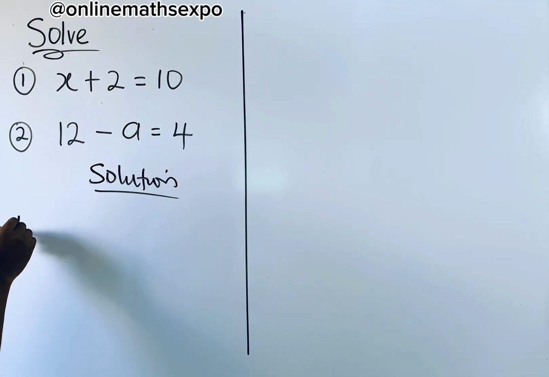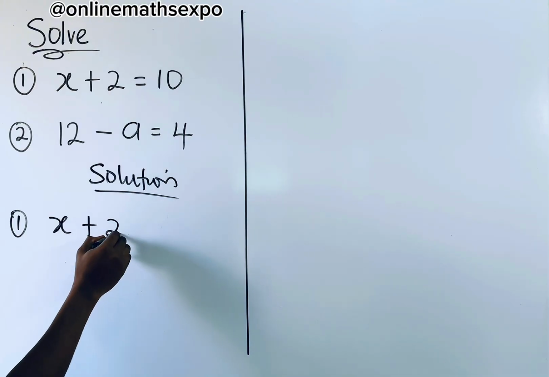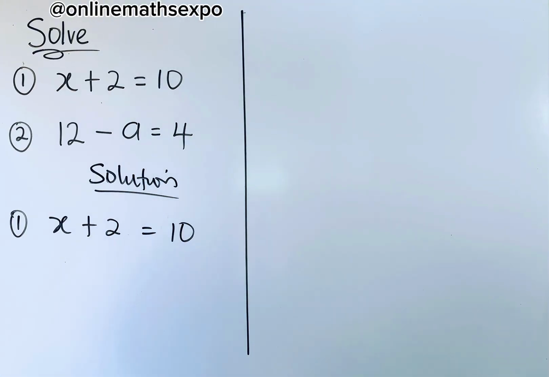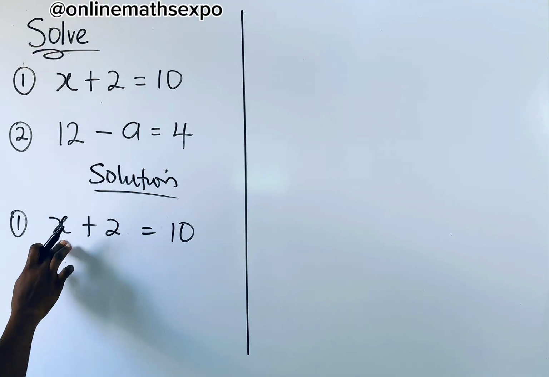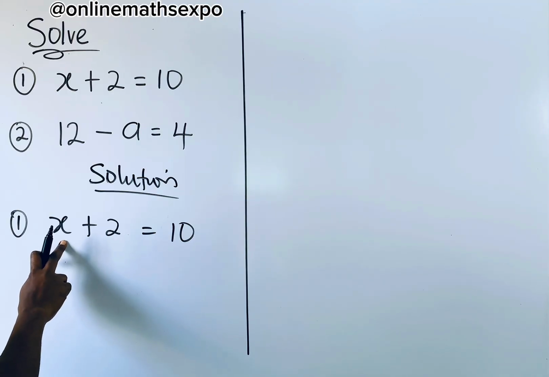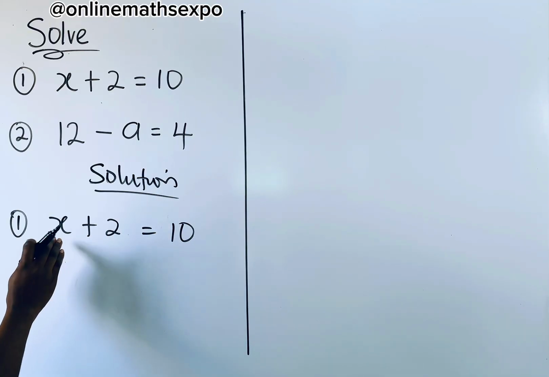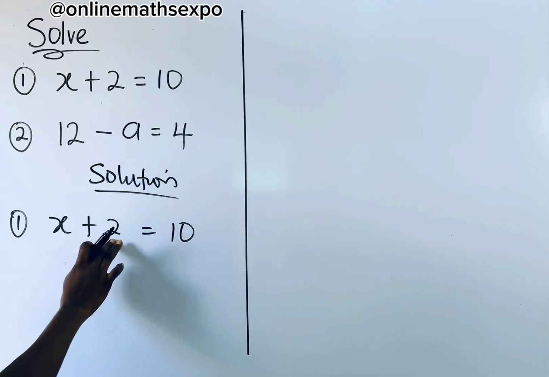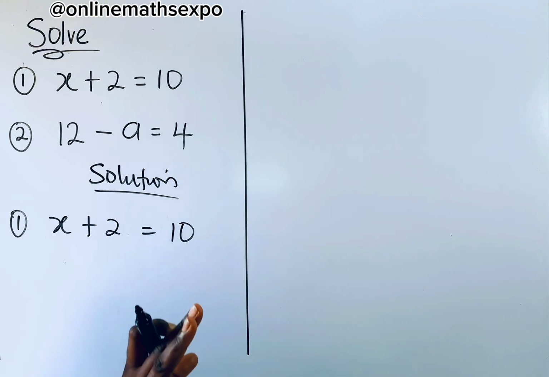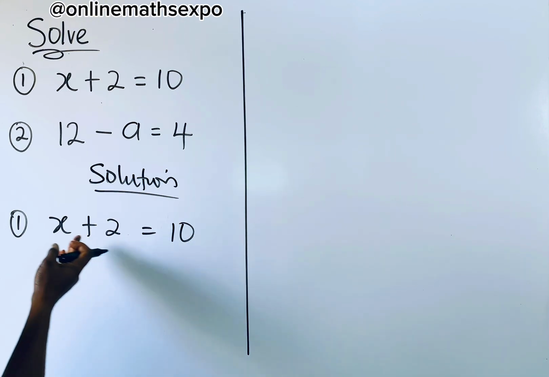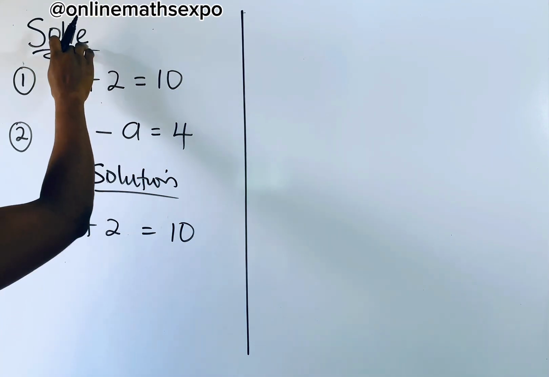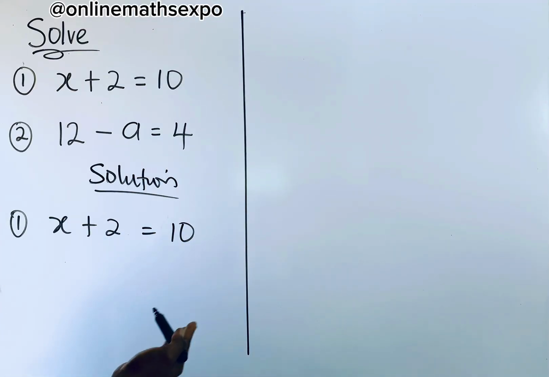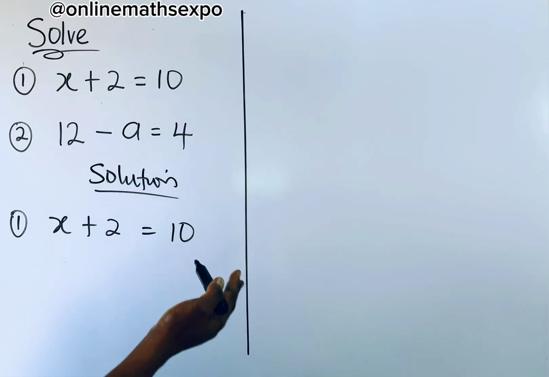Now this is what we have. We have x plus 2 is equal to 10. Because we are to solve, it means we want to get the value of x. And what this simply means is, what number will you add to 2 to give you 10? That's just what it means. And you know it is 8. But the question would want you to solve.